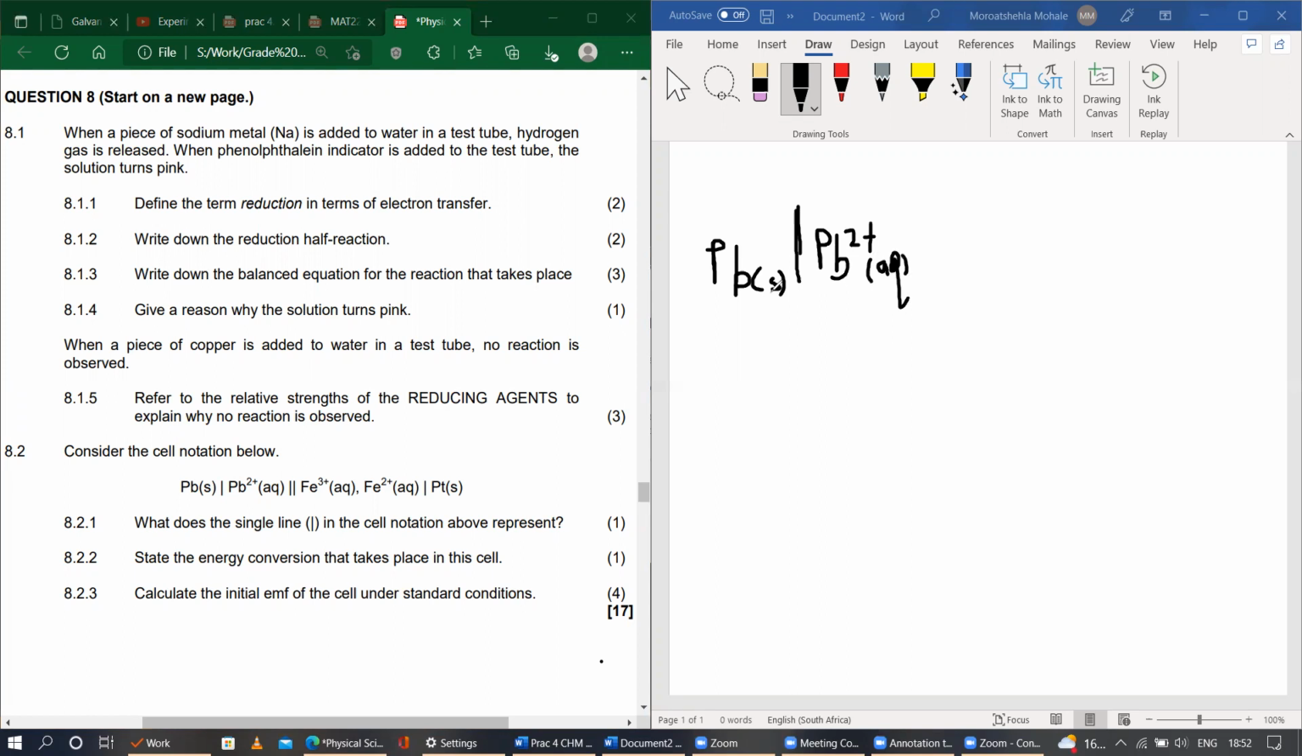that shows you that this metal is going to be oxidized because it's going to lose electrons. So it's going to be something like Pb giving you Pb 2+ plus 2 electrons. So this metal is the one that's going to be oxidized, meaning it's our anode.